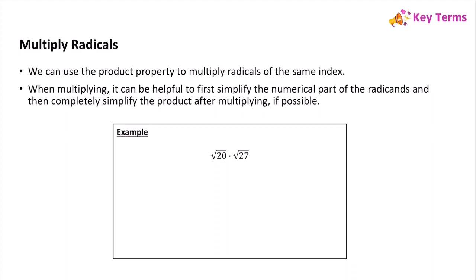So for example, if we're trying to multiply the square root of 20 times the square root of 27. Both of these radicands are just numerical, so let's go ahead and see if we can simplify. The square root of 20, I can rewrite as the square root of 4 times the square root of 5. The square root of 4 is 2, so this is 2 times the square root of 5. The square root of 27 I can rewrite as the square root of 9 times the square root of 3. The square root of 9 is 3, so that's going to be 3 times the square root of 3.